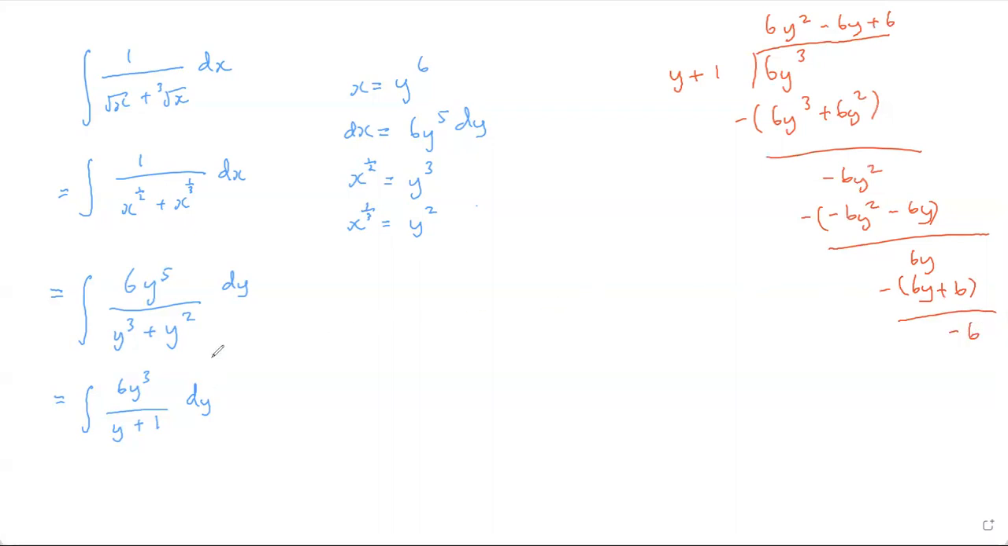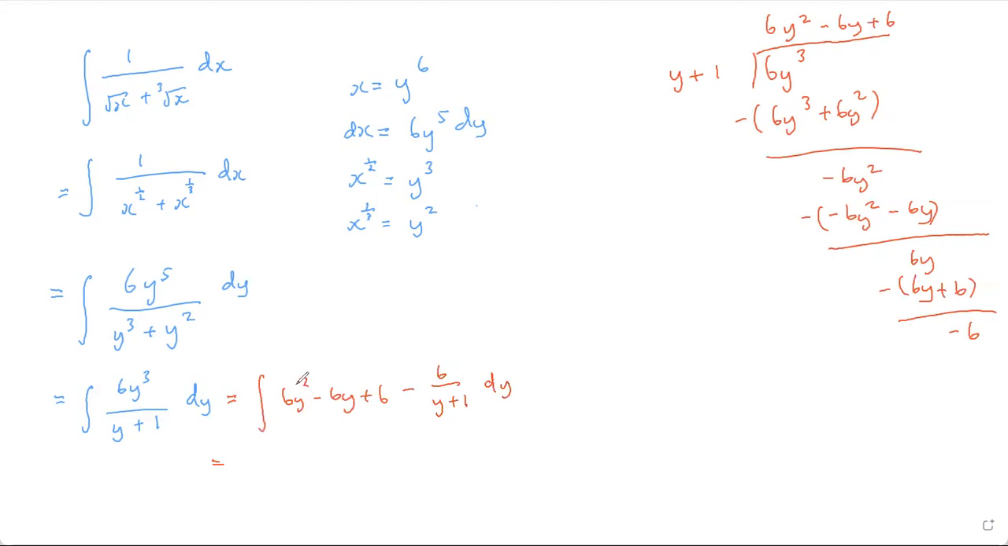This expression, let me just write it in red now, is actually converted to 6y squared minus 6y plus 6 minus 6 over y plus 1 dy. So that's the result of the long division. Now we're going to try to integrate this. How do I integrate this?